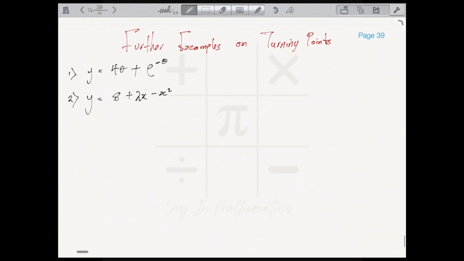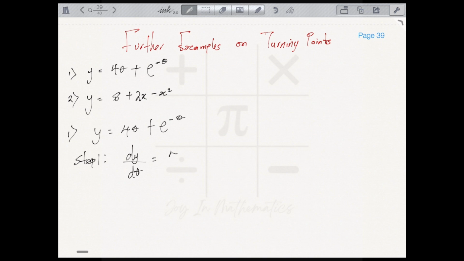Now let's take two more examples on turning point. First, we were given y is equal to 4 theta plus exponential minus theta. Remember the first step? Step 1 is to evaluate dy/dx. But in this case, our variable is theta. So we are going to evaluate dy/dθ.